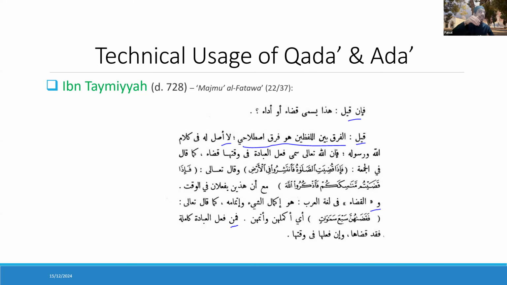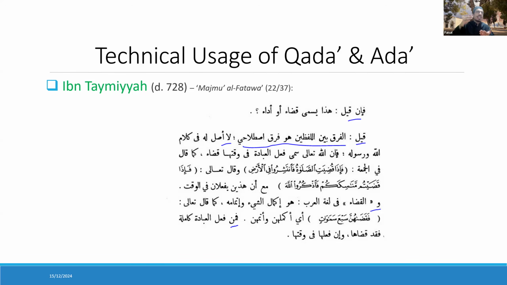لا أصل له في كلام الله ورسوله. Meaning, this isn't to say you can't use those terms. That's not what Ibn Taymiyyah is saying here, right? And that's not what other scholars who mention the same point are saying here. They're simply saying that, look, acknowledge the juristic technical term and acknowledge the linguistic term, you see? The linguistic term.